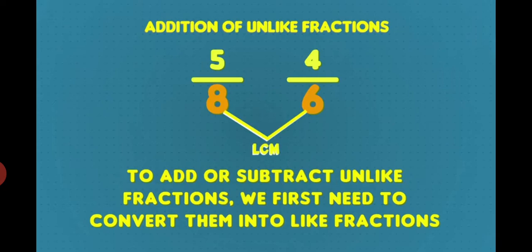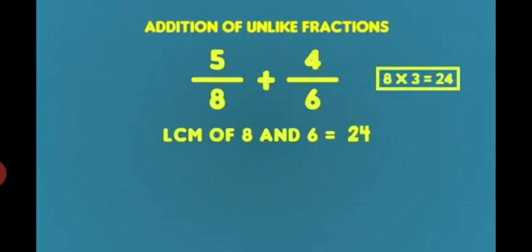First step, we have to find the LCM of the denominators. That means here we have to find the LCM of 8 and 6. You all know the LCM of 8 and 6 is 24. First we are adding 5 by 8 with 4 by 6. So the LCM is 24.